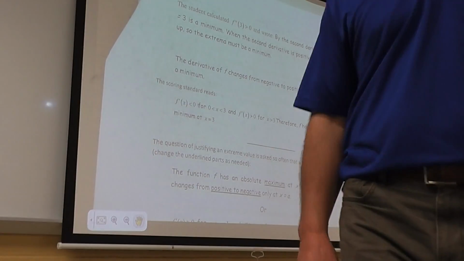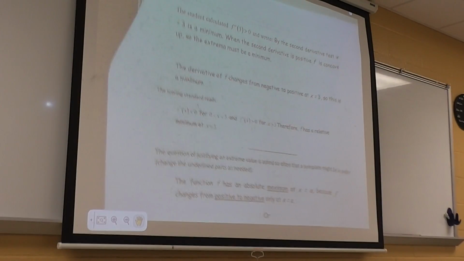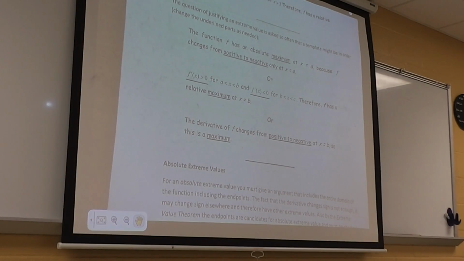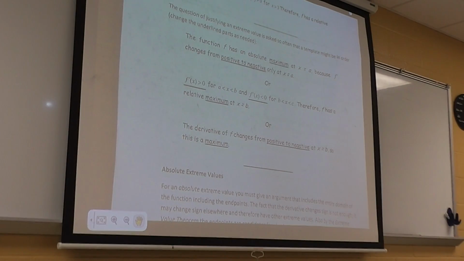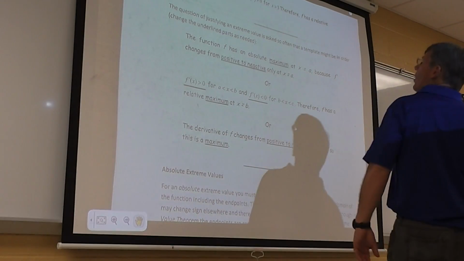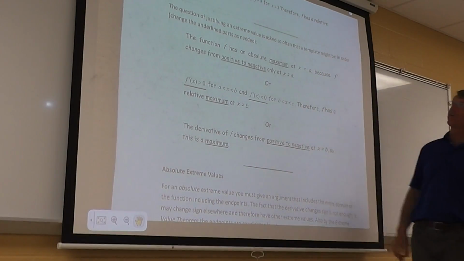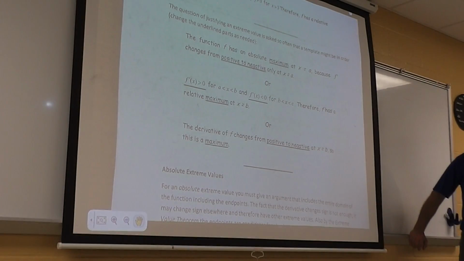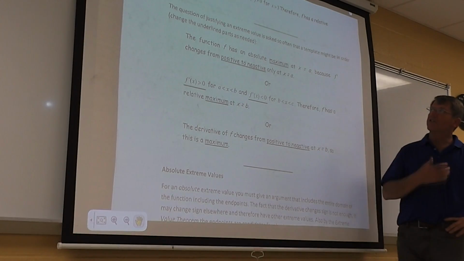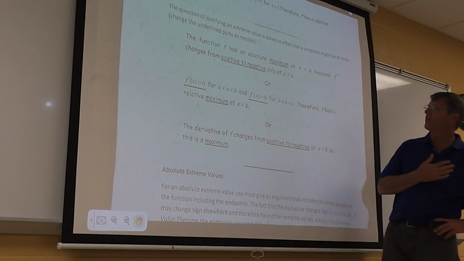Now, in our packet here, it talks about these as just a template. If you memorize this way of phrasing it, you'll get the justification points every time. All right? It says the question of justifying an extreme value is asked so often that a template might be in order. So it says change the underlying parts as needed. So we just found a minimum.